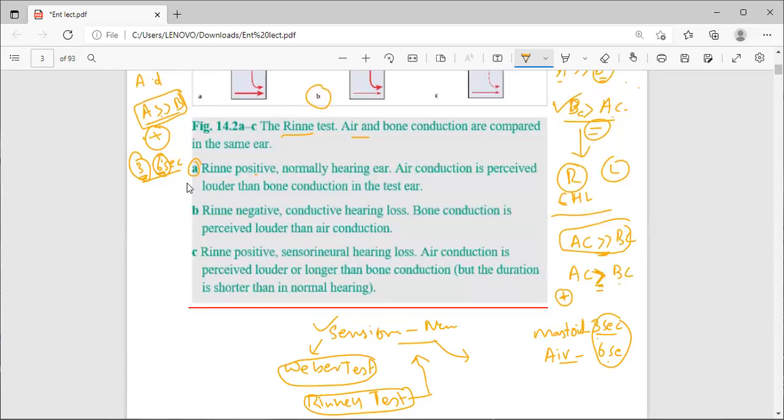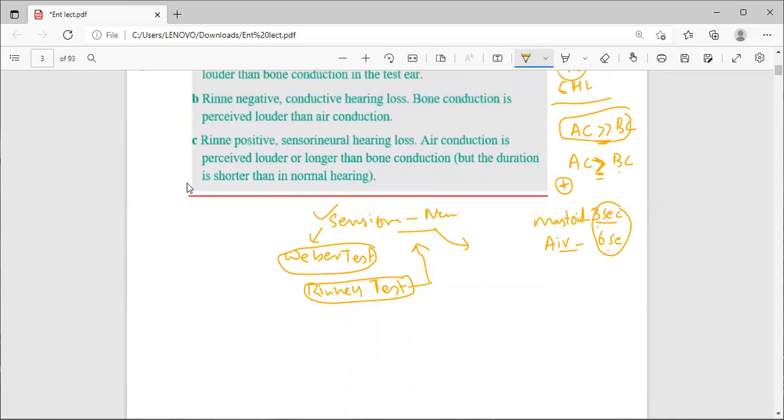Okay, this is normal. But when a patient has sensory neural hearing deafness, what will happen is that this patient's bone conduction will be 3 seconds, but air conduction will be 4 seconds. I'm just assuming, I'm just giving you an example for clarification.